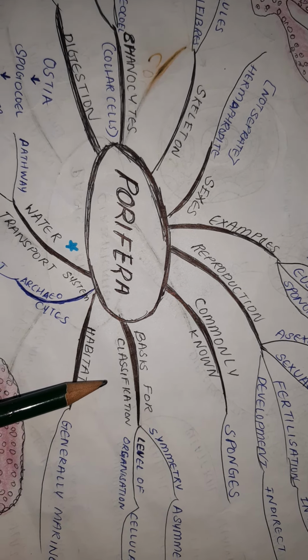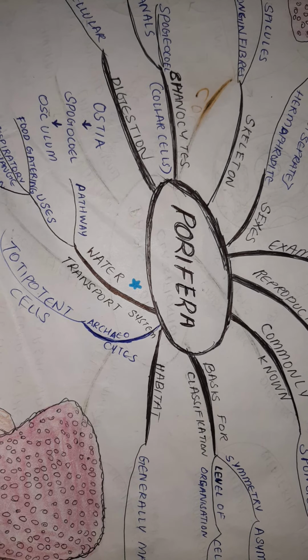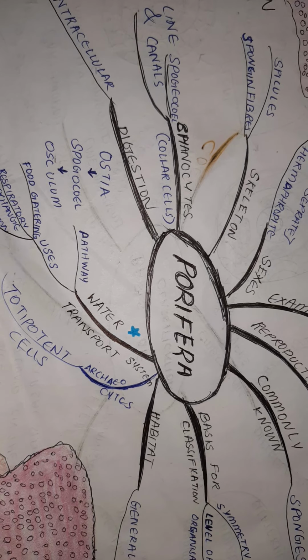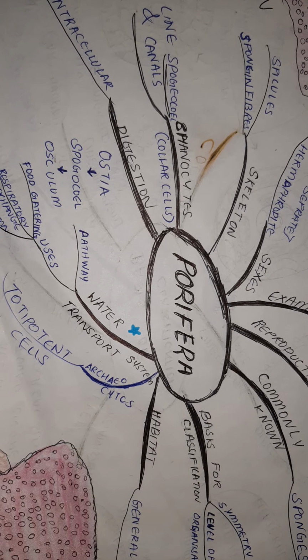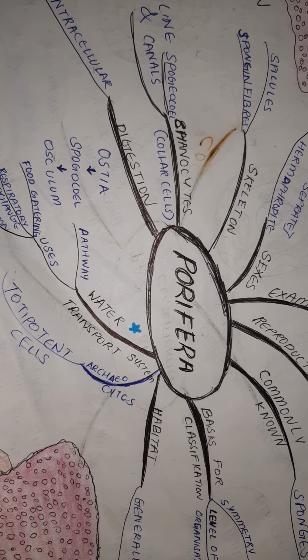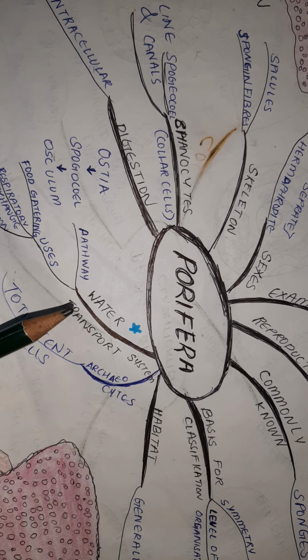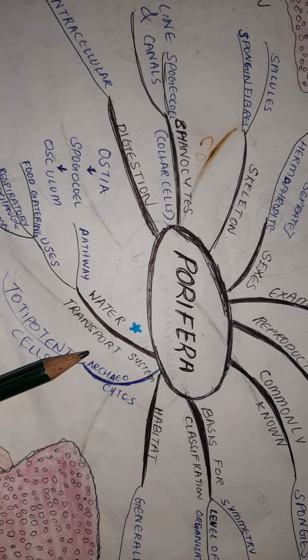When we talk about different kinds of cells present in them, one of them is archaeocytes. These archaeocytes are known as totipotent cells, meaning these cells have the ability to regrow themselves. The unique feature about Porifera is the water transport system.